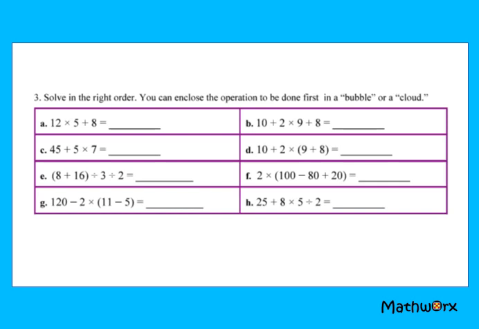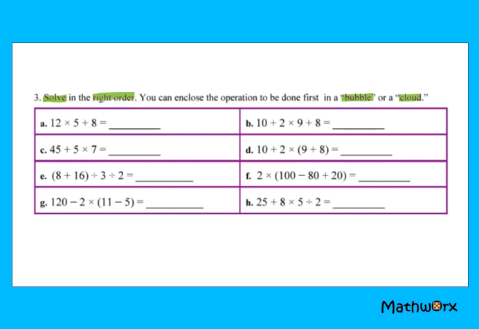Okay, so in this slide, we are going to solve in the right order. You can enclose the operation to be done first in a bubble or a cloud, right? Or a bracket. That's what they're trying to tell you. Okay, so let's go back to the color and my pen. Okay, so if we look at A, I'm going to suggest that you pause the video again, try and do these by yourself, and then play it to find out what the answers are.